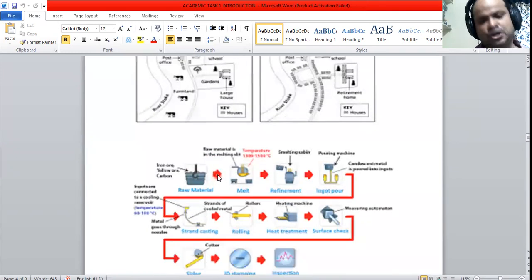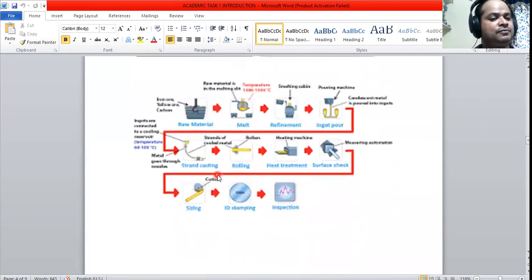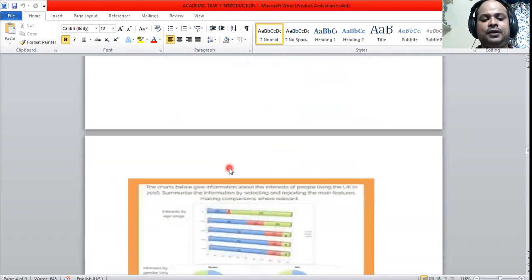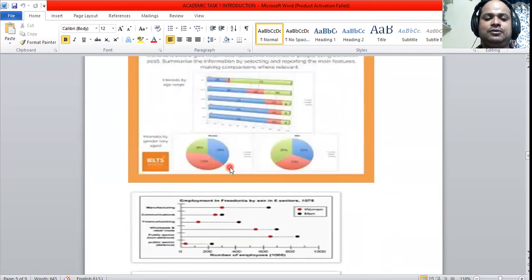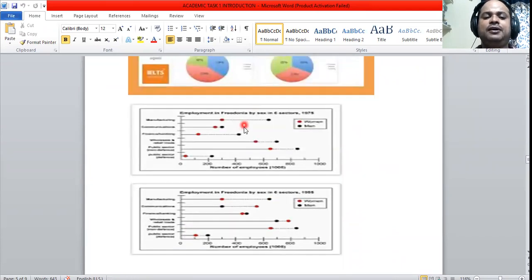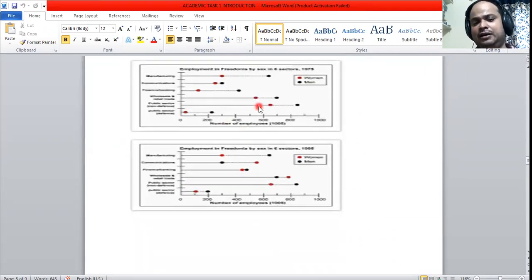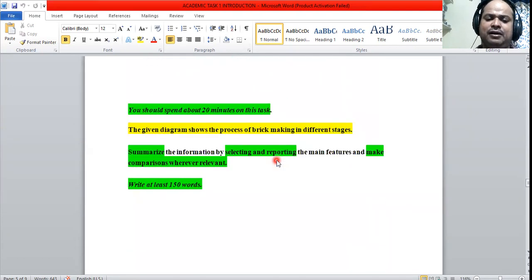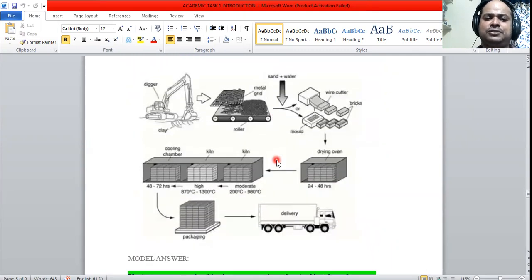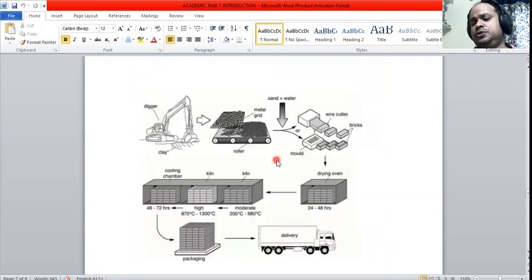We do have flow charts. We have to go with sequential words here. We do have multiple charts, so pie chart and bar graph together, like pictograms. And we do have diagrams too, process diagrams too. So these are the common types of academic task 1.